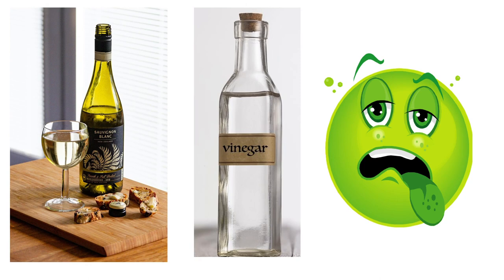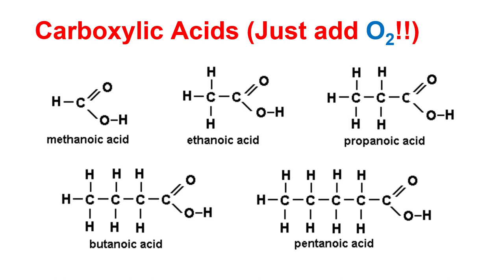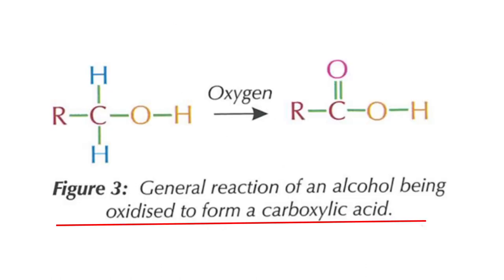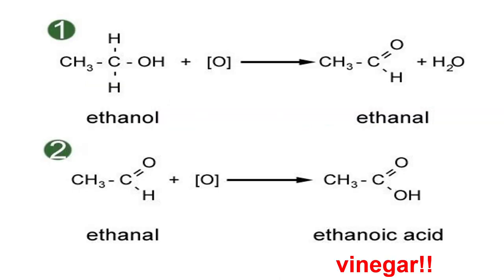Now, I'm going to be talking about ethanoic acid and other carboxylic acids later, but just know it makes your wine go off if you leave it in the air for too long. You just add oxygen. Methanol will be oxidized to methanoic acid. This is the most common one, ethanol to ethanoic acid, and so on and so forth. You can follow that. If you add oxygen to an alcohol, it becomes a carboxylic acid.